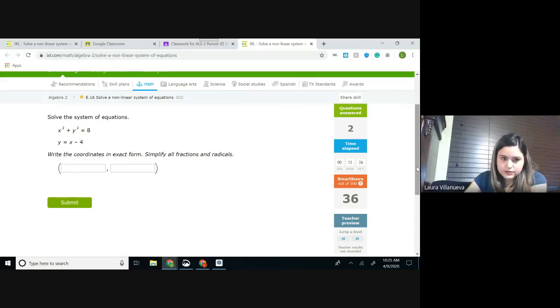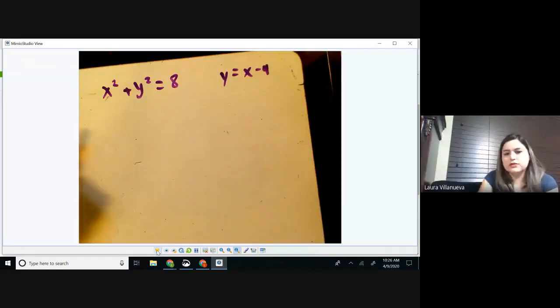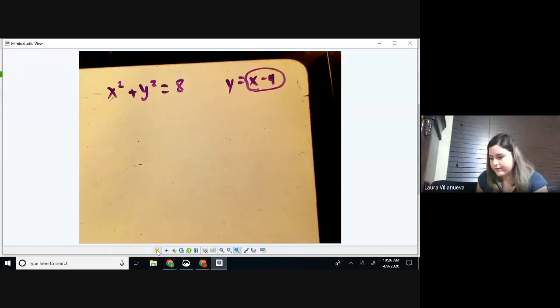So you have x squared. I'm going to write this down on my board and then we can go back. You have x squared plus y squared equals 8, and you have y equals x minus 4. I want you to think about this. y is equal to x minus 4. So think about it. How can you use that? How can you use the x minus 4 in this one? What do you do? Anybody have any ideas?